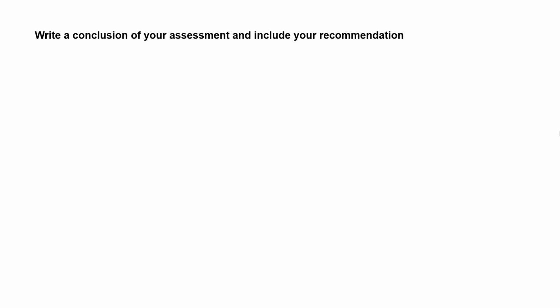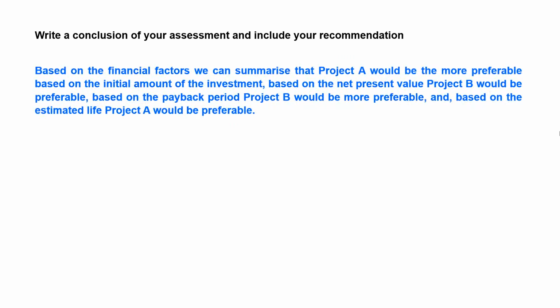Now we need to write a conclusion of our assessment, and we must include our recommendation. So based on the financial factors, we can summarize that Project A would be the more preferable based on the initial amount of the investment. Based on the net present value, Project B would be preferable. Based on the payback period, Project B would be more preferable. And based on the estimated life, Project A would be preferable. Now, based on the non-financial information that we just mentioned, Project B would be the preferable project.